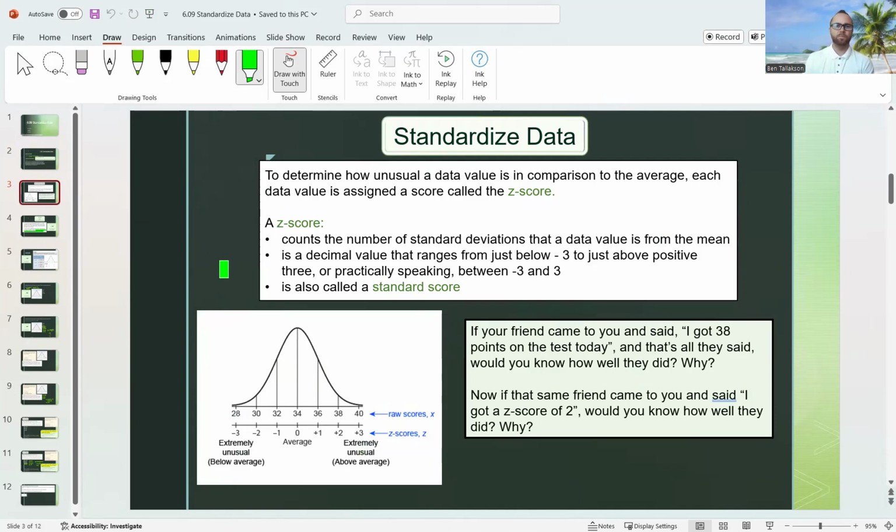To determine how unusual a data value is in comparison to the average, each data value is assigned a score called the z-score. These are your z-scores right here. A z-score counts the number of standard deviations that a data value is from the mean. Remember, the mean is the average. It's always right in the middle with a z-score of 0. And each standard deviation is these lines you see here.